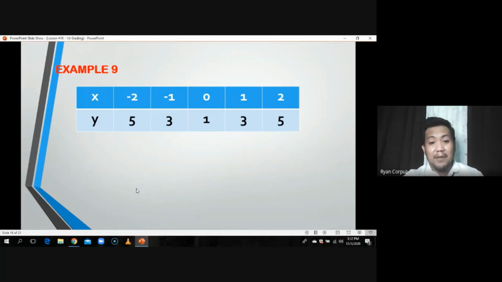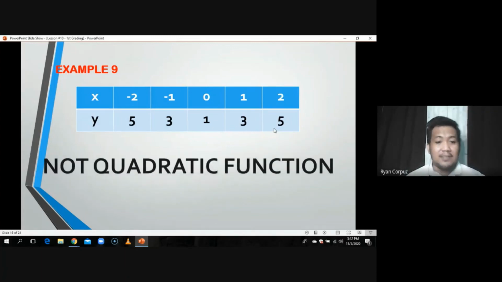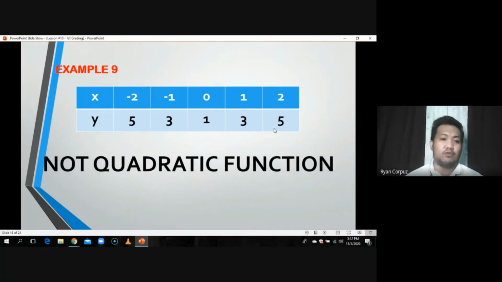So hindi pare-parehas yung kalalabasan nung second difference niya. Even though yung first difference ng x values niya are the same, hindi na-satisfy yung second difference of the y values. So that's why example number 9 is not quadratic function.